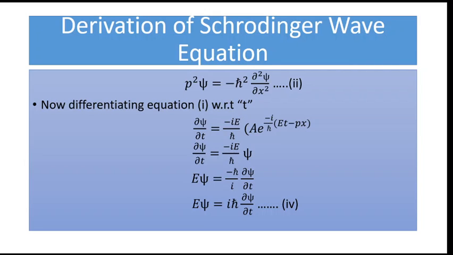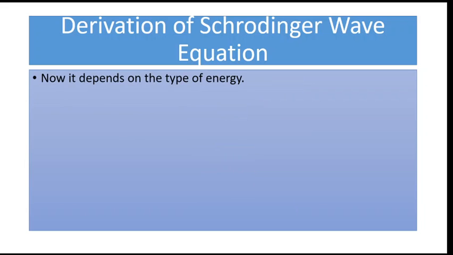This is the general form of the Schrodinger wave equation, and now it will depend upon the type of energy that the particle may have. We can write this equation for a particle which has some specific type of energy. For a more general particle, the particle energy is the sum of its kinetic energy and its potential energy, that is p square over 2m as its kinetic energy, and potential energy is usually some function of position and time.